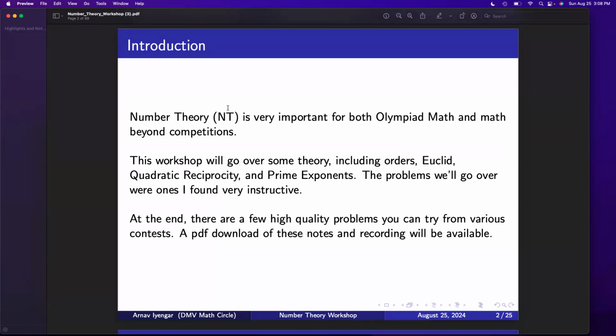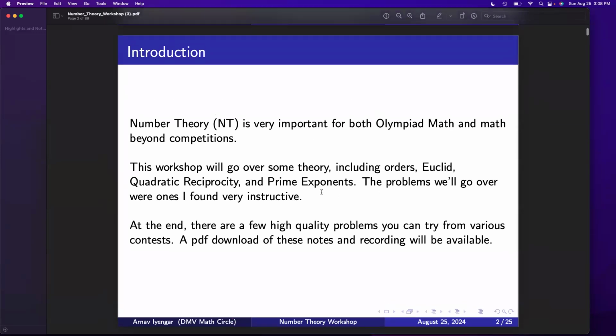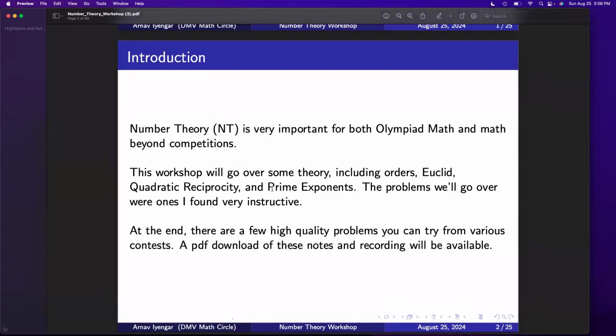we're gonna go over some theory, which can include orders, Euclidean algorithm, and how to apply it on problems, and then quadratic reciprocity and prime exponents. And we'll also go over some problems which I thought were very instructive. At the end, there are also some high quality questions that you should try, and they're from various contests. So the first question we'll go over is a question from AIME in 2018.